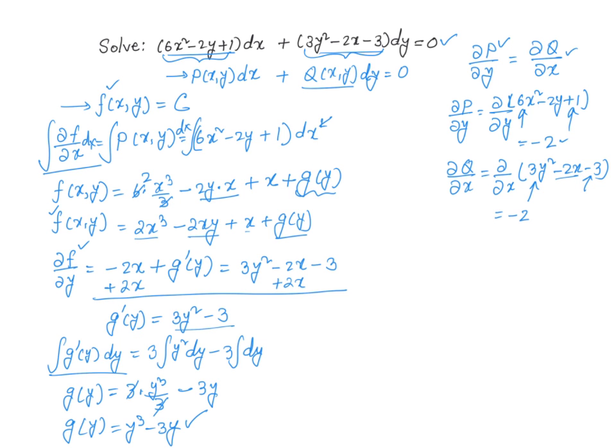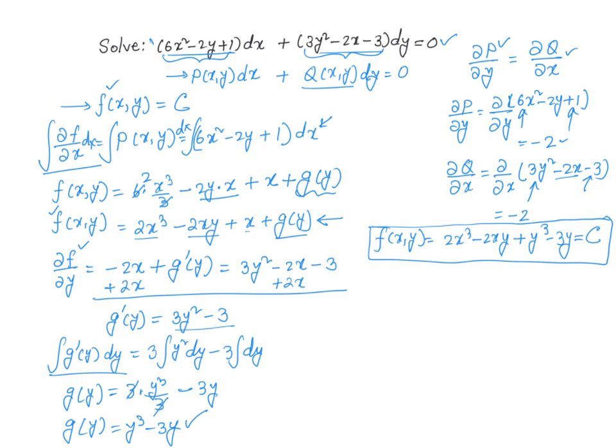Now I can take this g of y and plug it in right here. If I do that, I get f of x comma y equal to 2x cubed minus 2xy plus x plus g of y, but g of y is y cubed minus 3y. And that, by the way, must be equal to some arbitrary constant c. This is the solution to the differential equation that we were trying to solve. I hope that this discussion was helpful. Thank you very much.